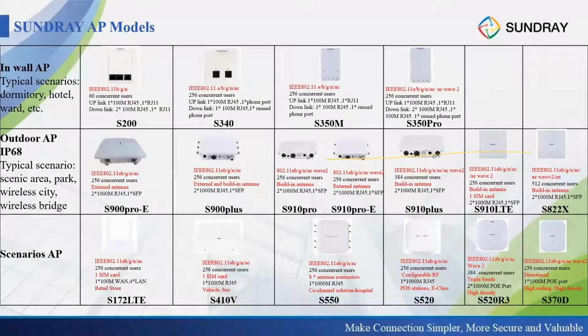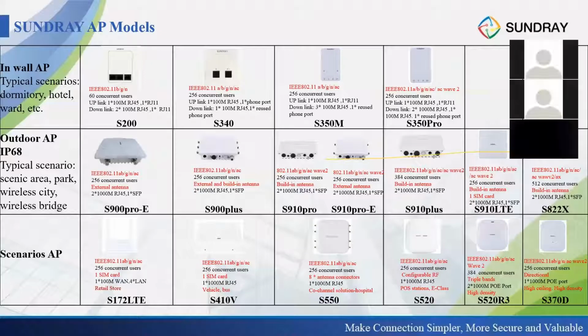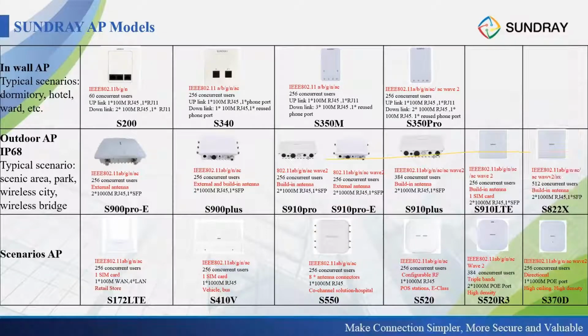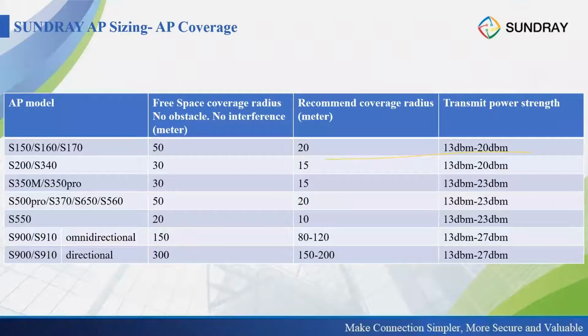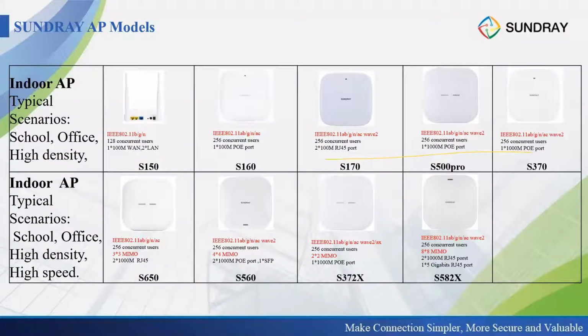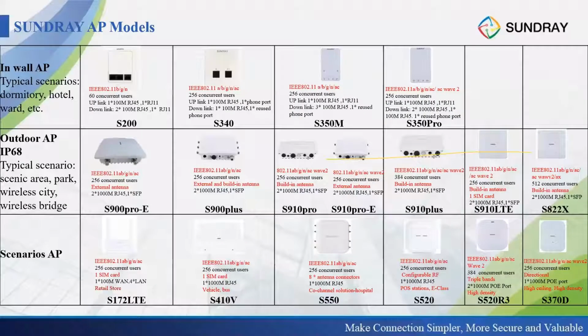Now let's see the APs. The APs, we have the indoor AP. From the left to the right, you see that the protocol becomes newer and newer, and also the next one, outdoor AP, and the scenario APs. So you just check this by yourself, because we don't have too much time for these specific models. For the AP coverage, here there are some Wi-Fi 6 APs. You can check the specs later in this menu.